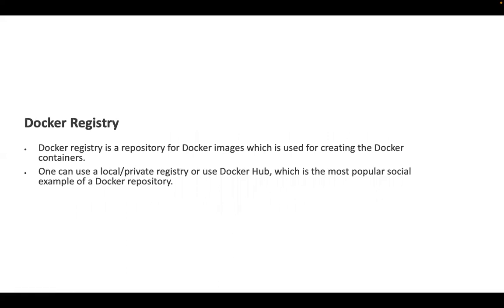What is the Docker registry? Simply, as I told, a Docker registry is a repository for Docker images, which is used for creating Docker containers. One can use a local or private registry, or use Docker Hub, which is the most popular example of a Docker repository. Docker Hub is Docker's native repository where you'll find all kinds of built-in images, and your images. You can create private and public or local repositories where you can store your images. I'll show you everything in class.